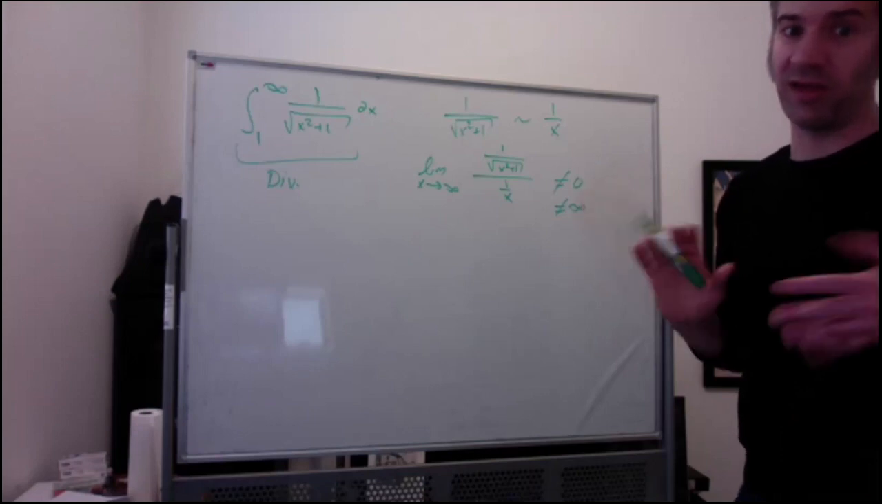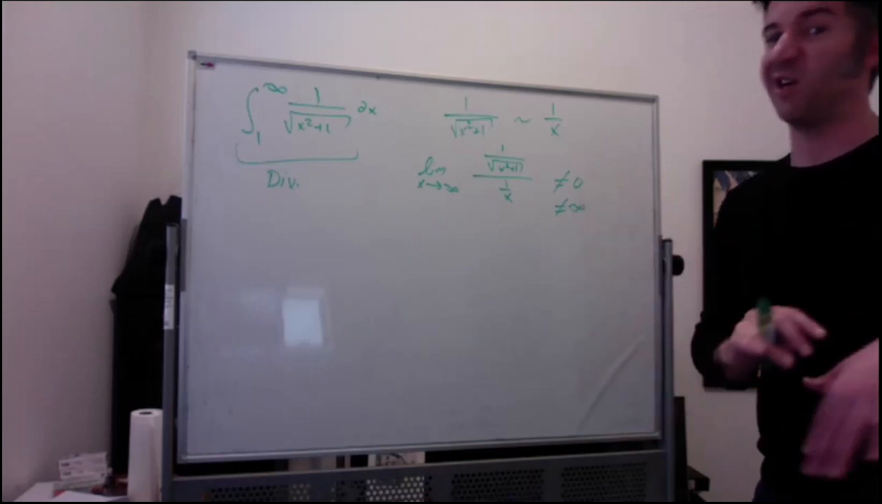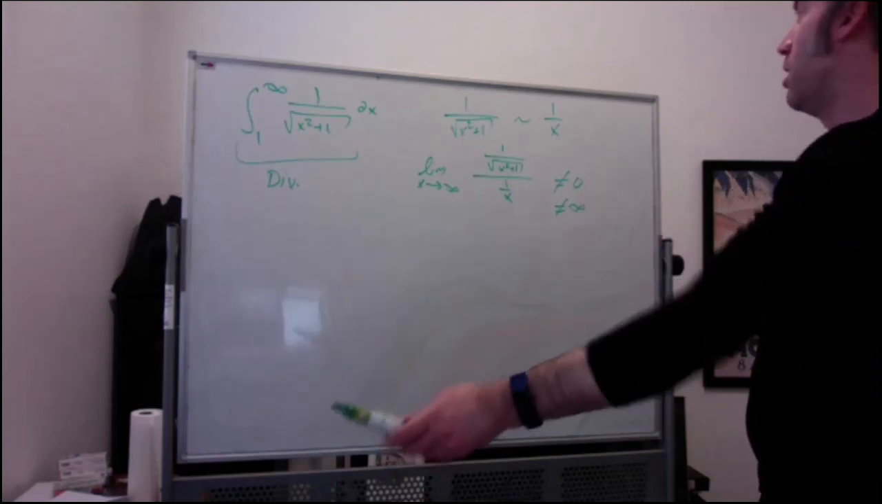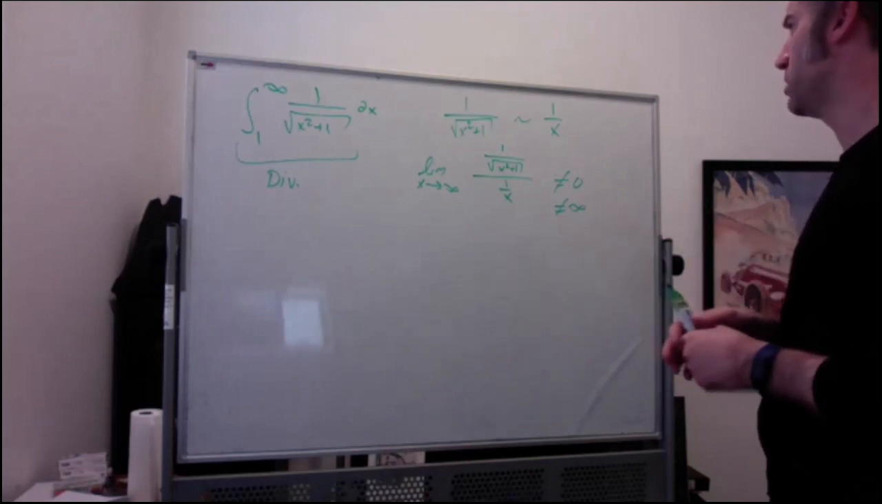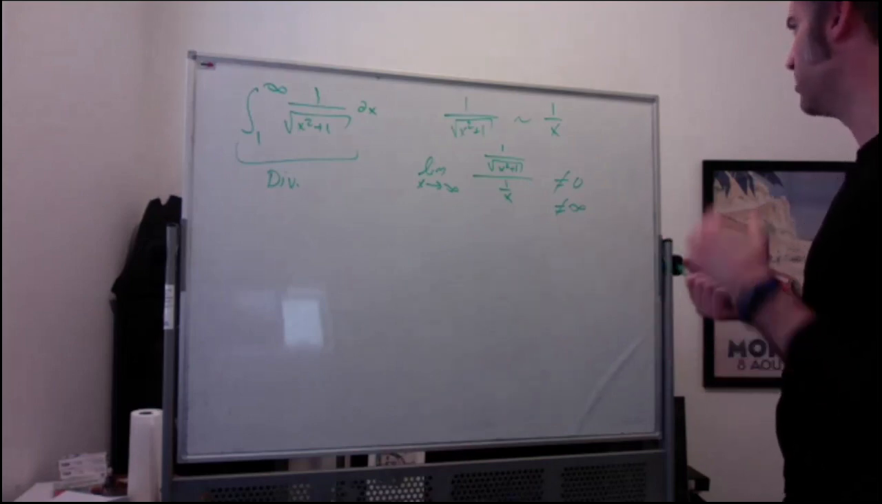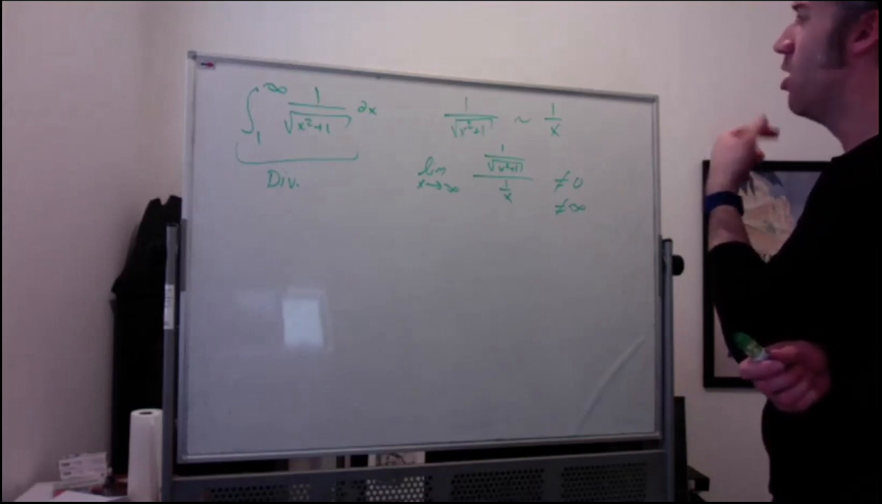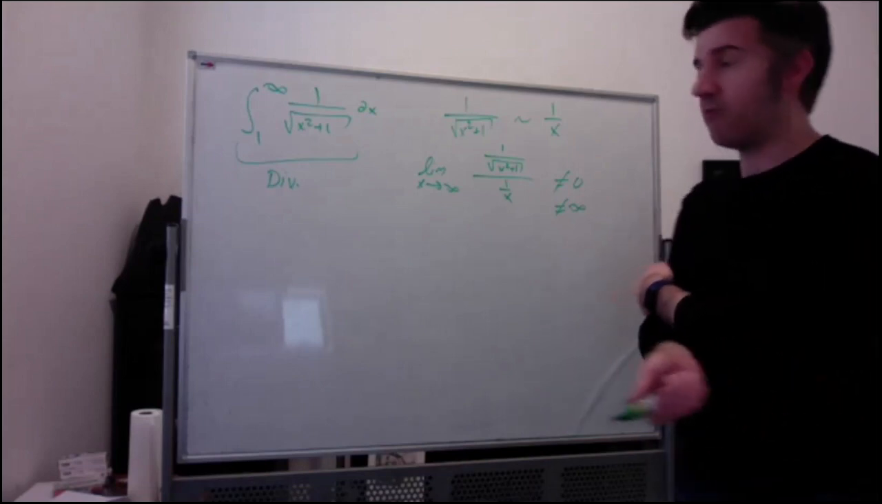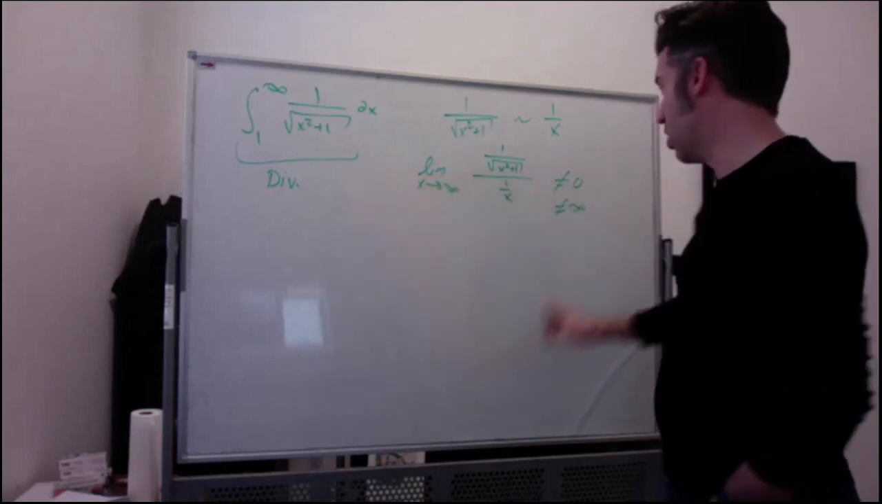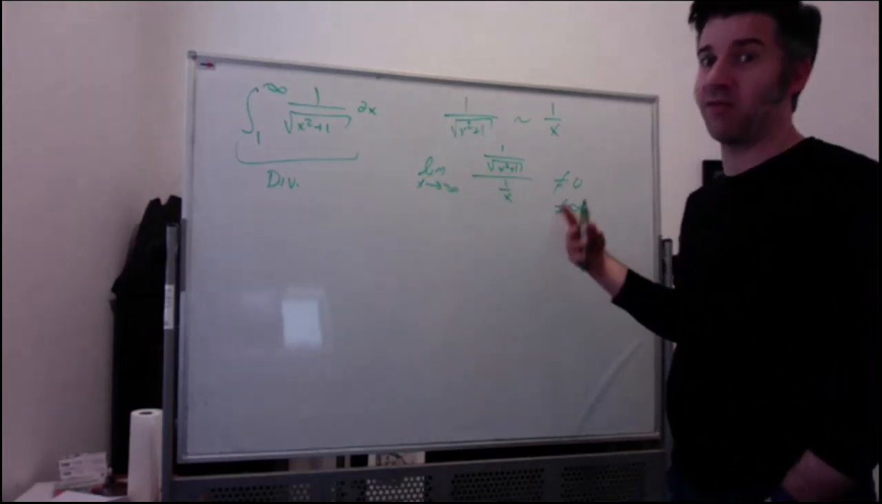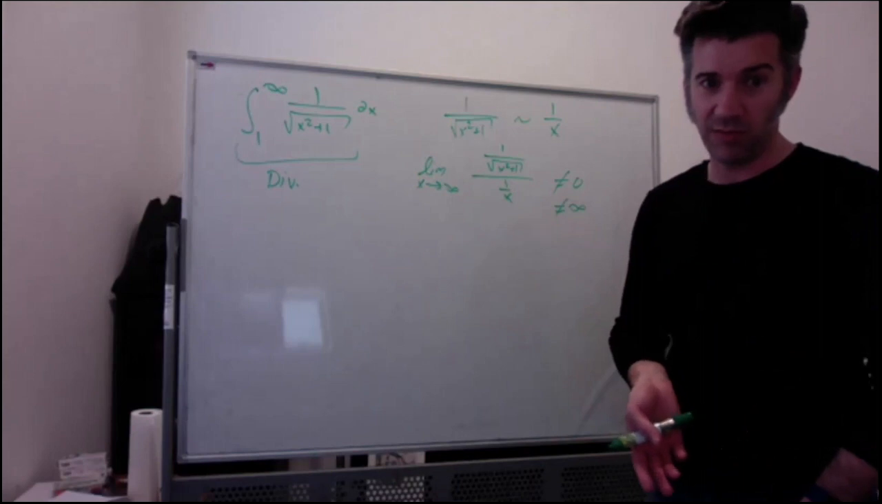Not always, though, so don't get used to it always being 1, because it's not always going to be 1. Something I wanted to say about this: technically, if you're looking for divergence, it's okay to get infinity. If you're looking for convergence, it's okay to get 0. But you probably won't.